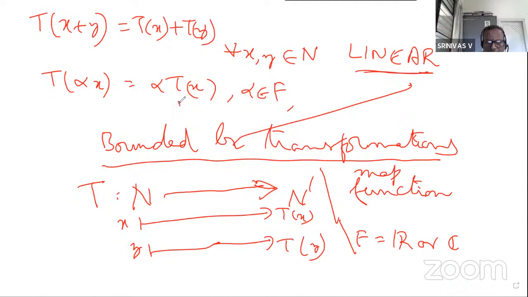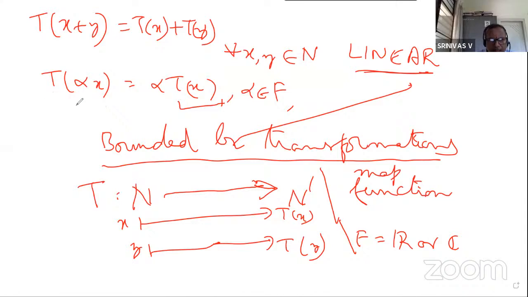Here, T of X is an element in N dash. This alpha is multiplying this image. T of X is a vector in N dash, so here the scalar multiplication is from N dash. Both these scalar multiplications may differ. If your spaces differ, these two scalar multiplications differ. You should be careful.